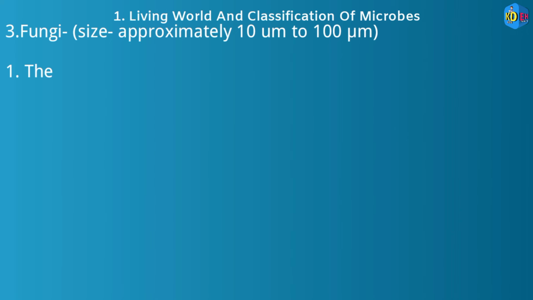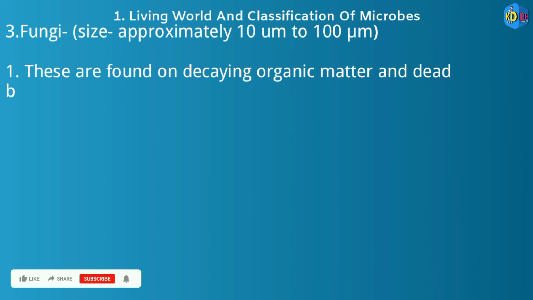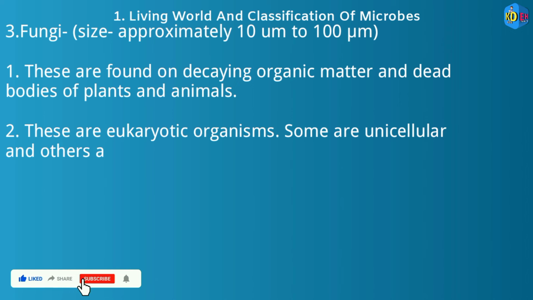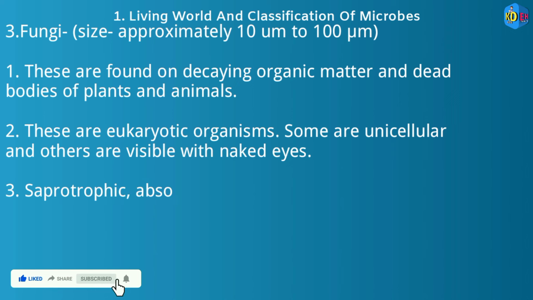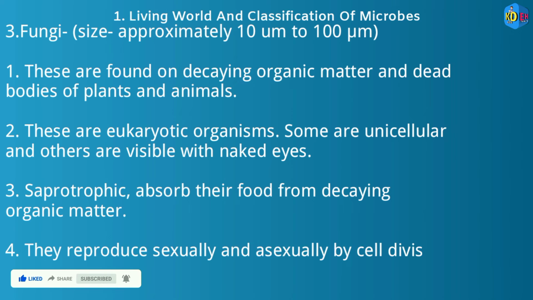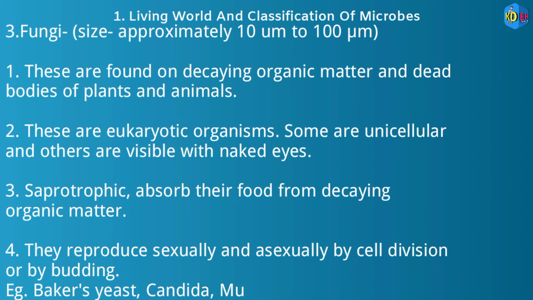Third, fungi. First, these are found on decaying organic matter and dead bodies of plants and animals. Second, these are eukaryotic organisms. Some are unicellular and others are visible with the naked eye. Third, being saprophytic, they absorb their food from decaying organic matter. Fourth, they reproduce sexually and asexually by cell division or by budding. Examples: baker's yeast, Candida, mushroom.